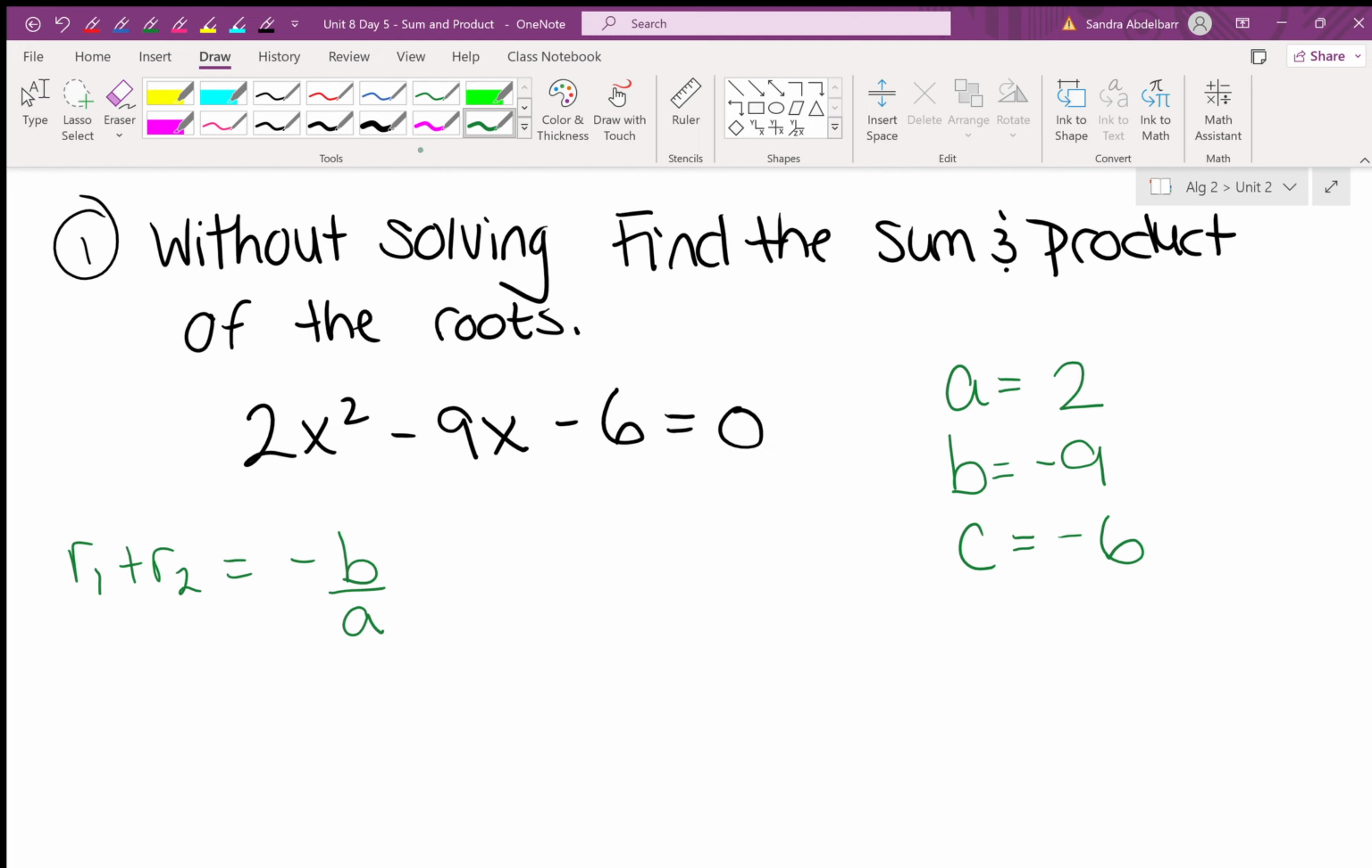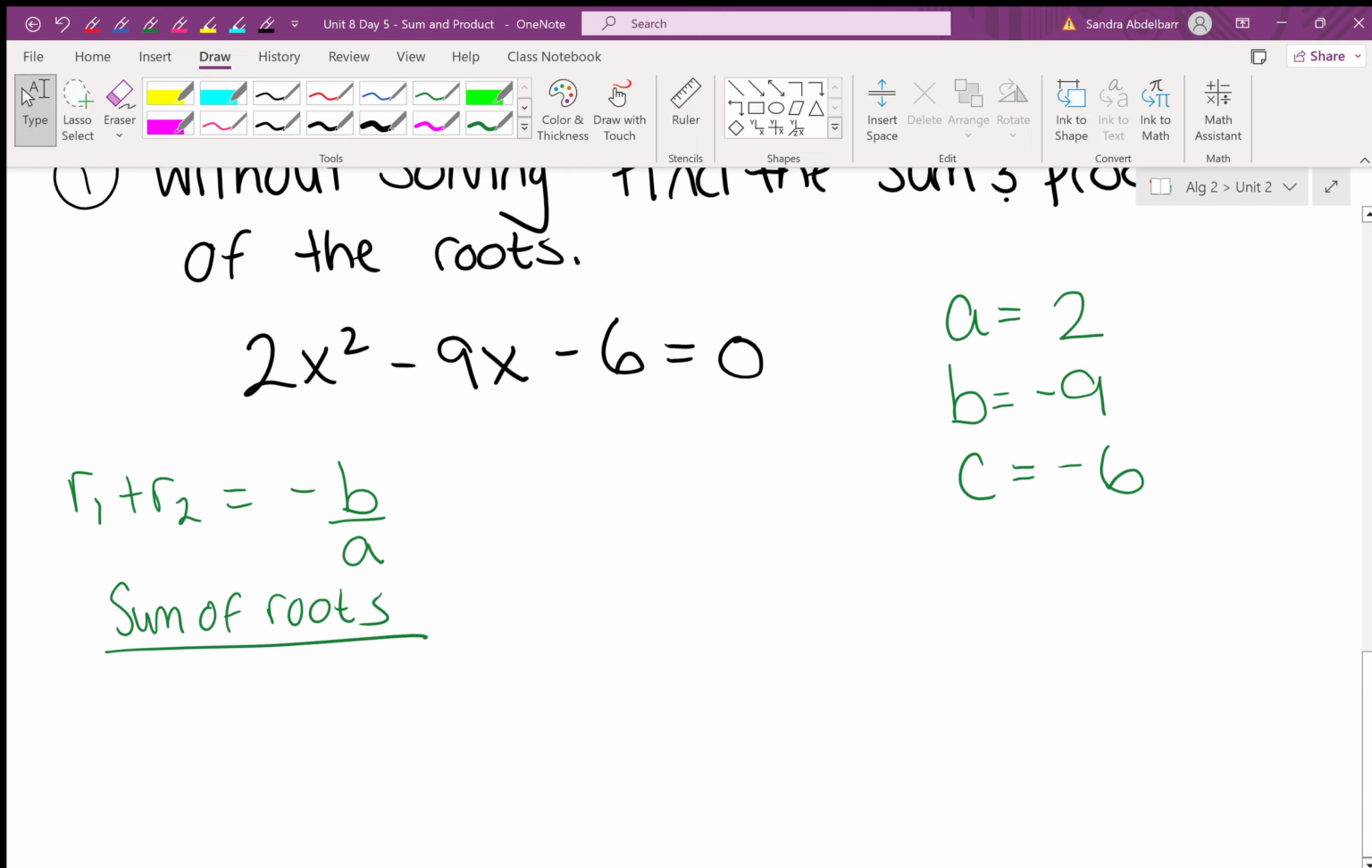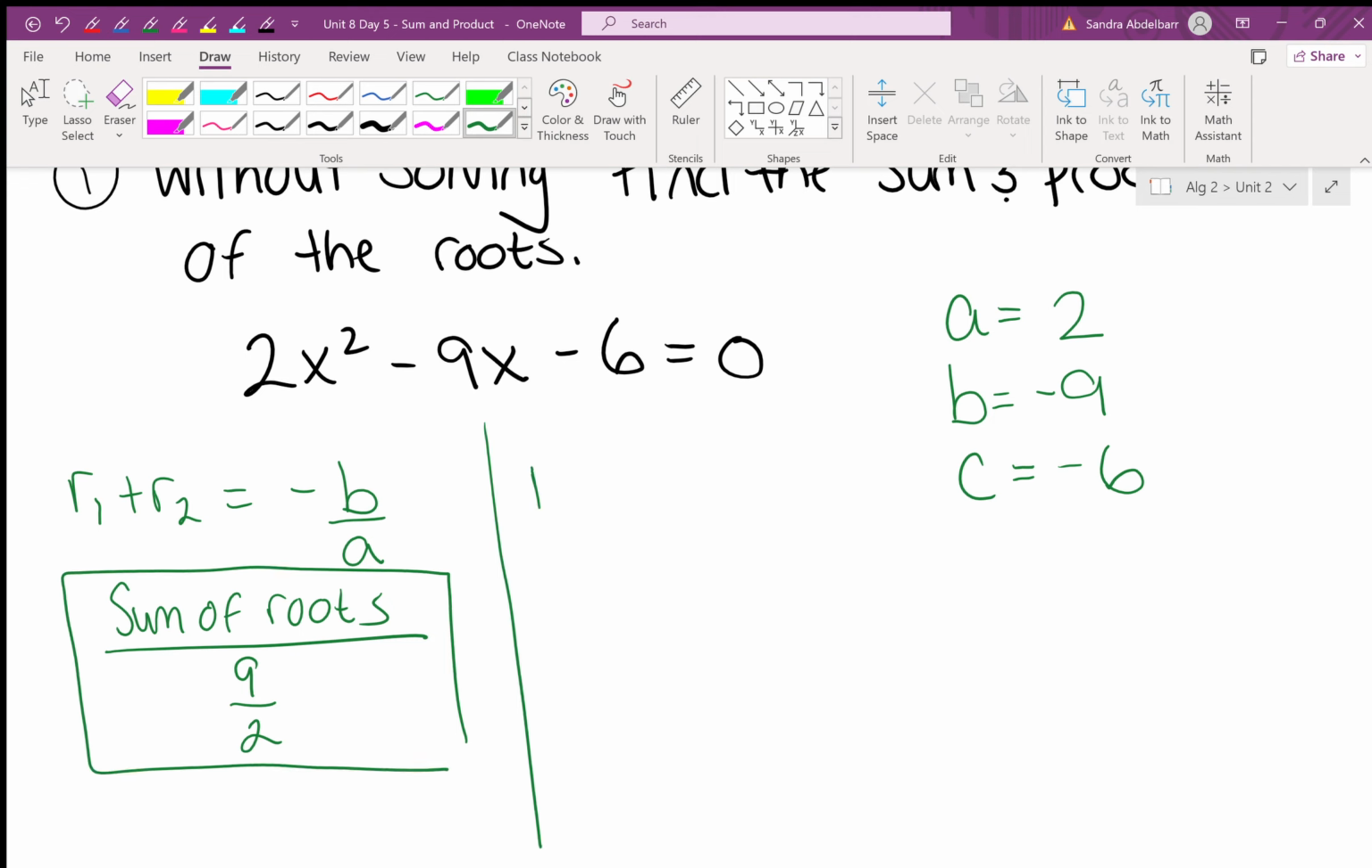So what does that tell us? The sum of the roots will be negative B. Well, if B is negative 9, what's negative B? 9 over A, which is 2. Easy peasy. All right, now let's do the product of the roots. Well, R1 times R2, we learned that that's going to be represented by C over A. So C is negative 6, so the product of the roots will be negative 6 over A, which is 2.